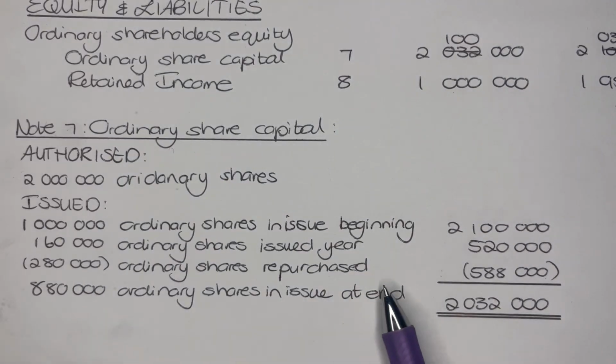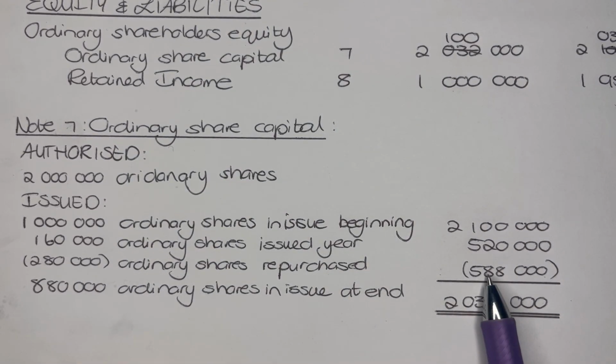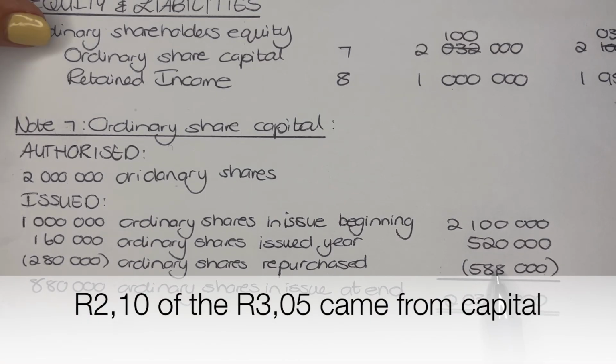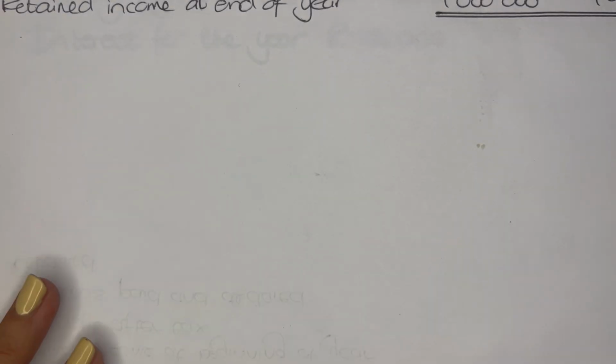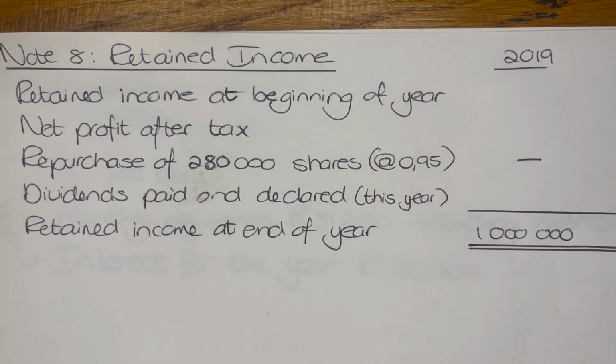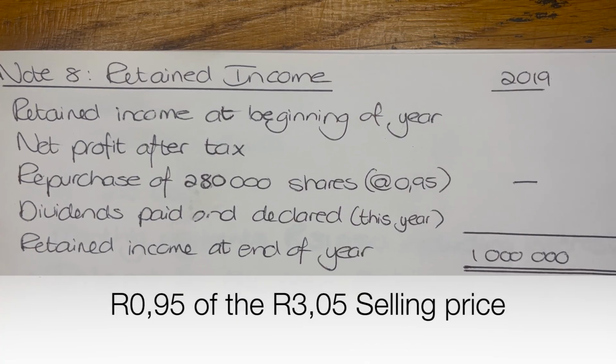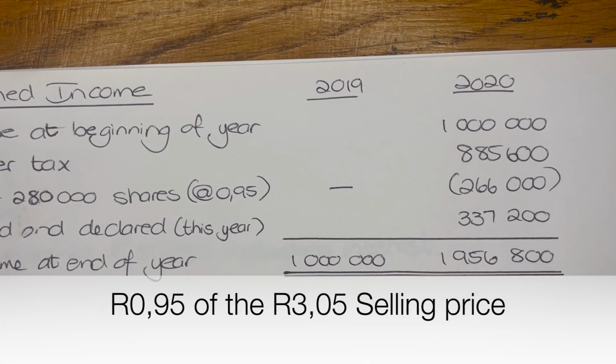Repurchase is a little bit more complex. You have got 588 that came out of capital. Now, if you can remember, repurchasing of shares, of buying back of shares, there's a separate video on this. What happened there was you had to split. Some of the money came from here, and then some of your money came from your retained income. So if you go to retained income, you'll see repurchase of shares 280,000.95 of that, 266,000, came from your retained income.